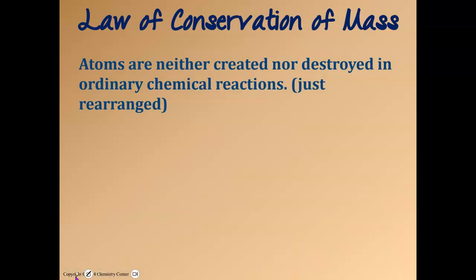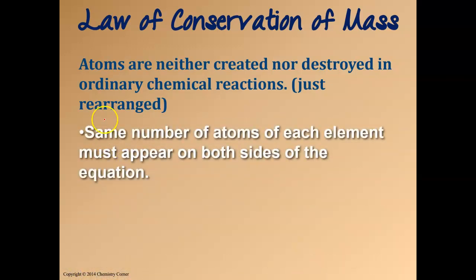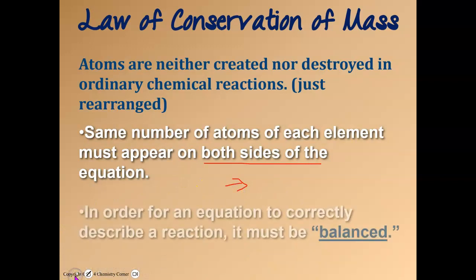One law that we have to be aware of is the law of conservation of mass. Atoms are neither created nor destroyed in chemical reactions. All we do is rearrange them. So the number of atoms has to be the same on one side as it does on the other. We also have to have the same mass. So the same number of atoms of each element must appear on both sides of the arrow, and also the mass is conserved.